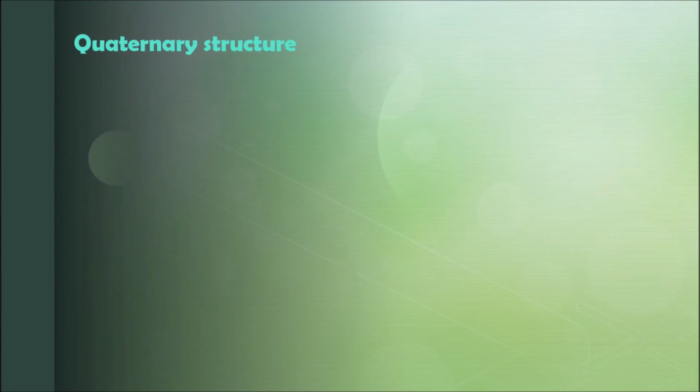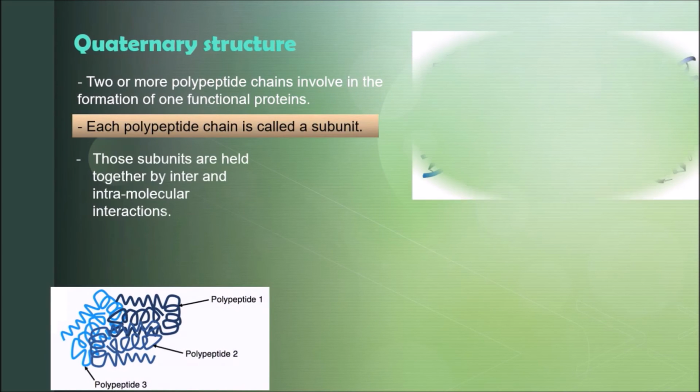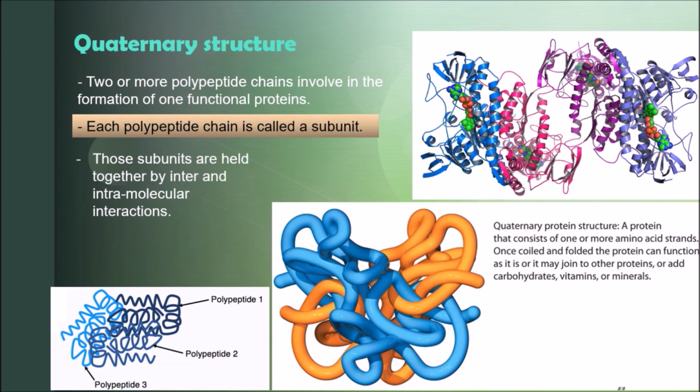Quaternary structure. The quaternary structure of a protein consists of two or more polypeptide chains. Each polypeptide chain is called a subunit and is involved in the formation of one functional protein. Those subunits are held together by inter- and intramolecular interactions such as hydrogen bonding and London dispersion forces. But many proteins are made of a single polypeptide chain and have three levels of structure.